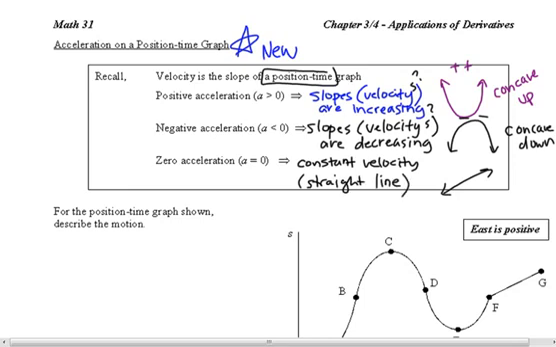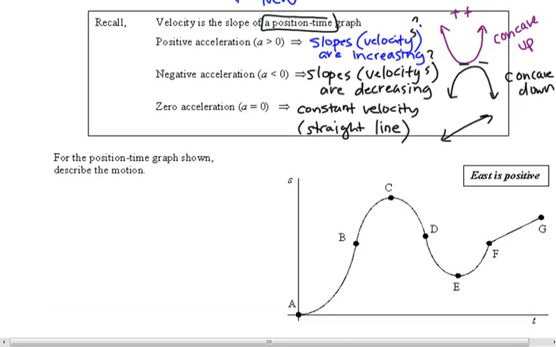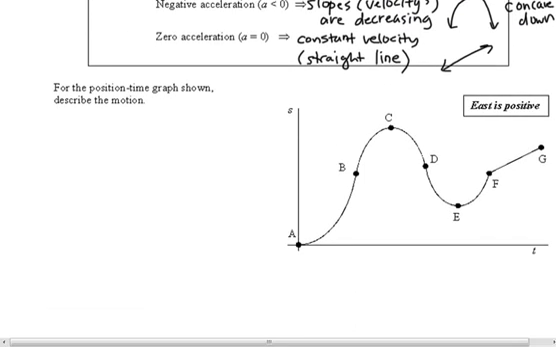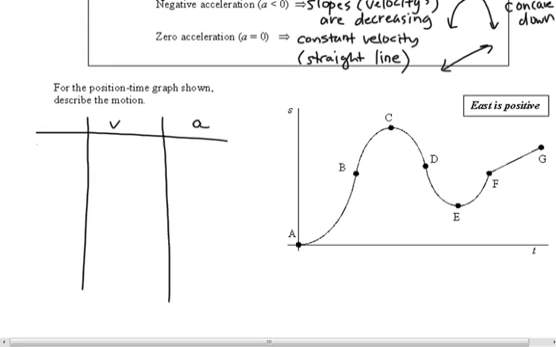From a position time graph, we should be able to see when we have positive velocities, and when our acceleration is positive or negative. So let's describe this graph. There are 2 parts to it: our velocity and then our acceleration. So I'm going to make a chart with velocity and then acceleration. We have A to B, B to C, C to D, D to E, E to F, and F to G.